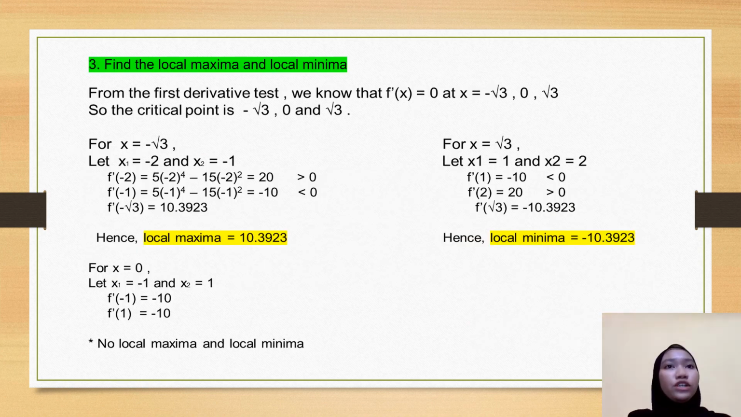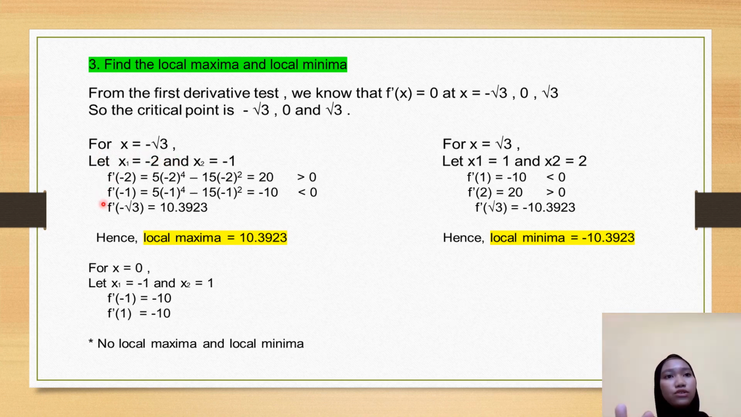Okay, to find the local maxima and local minima, we can use the first derivative test. Since we know that f'(x) equals 0 at x equals negative root 3, 0, and root 3, the critical points are negative root 3, 0, and root 3. For x equals negative root 3, we can let x1 equal negative 2 and x2 equal negative 1.